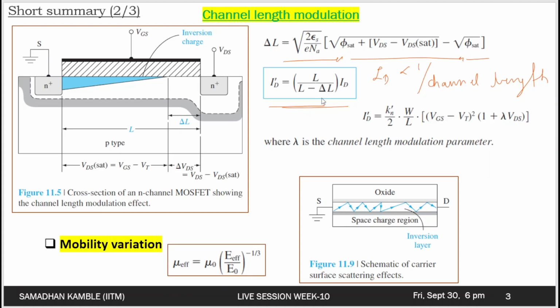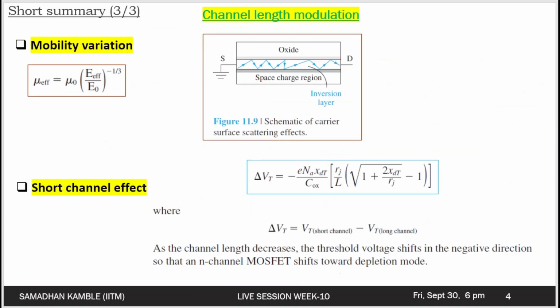Okay, now since ID prime is now a function of the VDS, the output resistance is no longer infinite, and the drain current in the saturation region can be written by this particular relationship here, in which the lambda here is the channel length modulation parameter. So this is an important parameter, and this is about the channel length modulation inside the MOSFET.